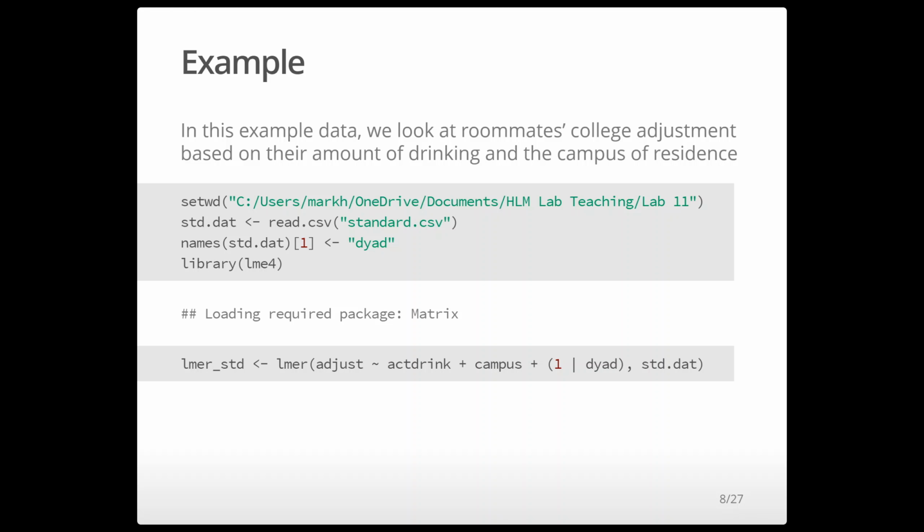So here is an example. Here we're looking at college roommates' adjustment based on their amount of drinking and their campus of residence. We could think of this as being Rose Hill and Lincoln Center as the campus of residence. Note that we have only random intercepts here, but otherwise this is a pretty typical HLM model.